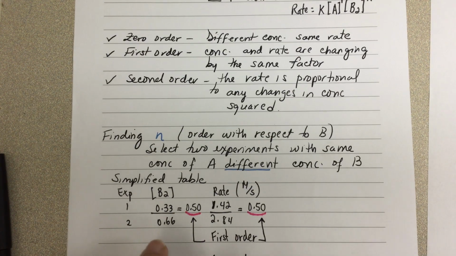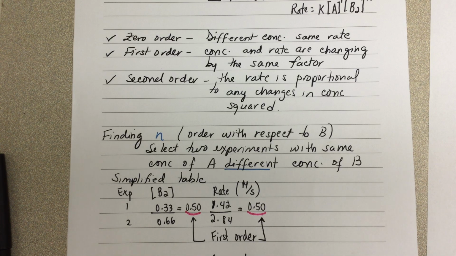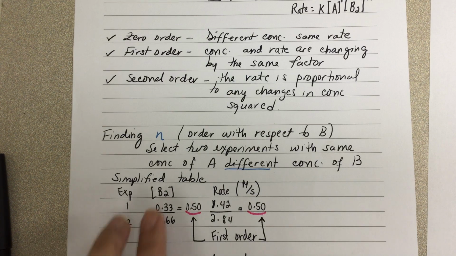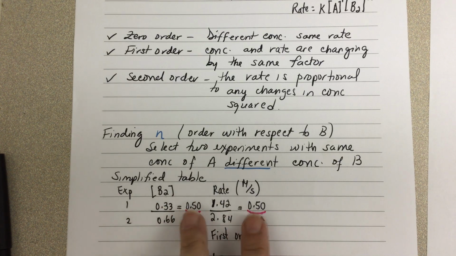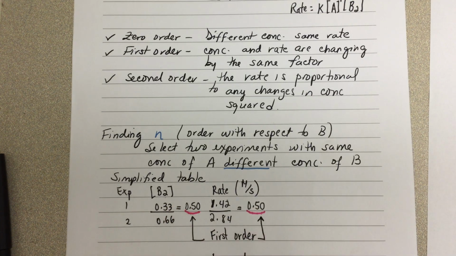Remember, you should do it in order. You're going to simplify your table and look at your concentrations and the rate. That's the first thing. If your concentrations are different but the rate is the same, that's going to be a zero order and you don't have to do anything else. If that's not the case, if you have different concentrations and different rates, then you need to find the ratio for your concentrations and for the rate. And you're going to compare those two numbers. If the numbers are equal, then you're going to have a first order.